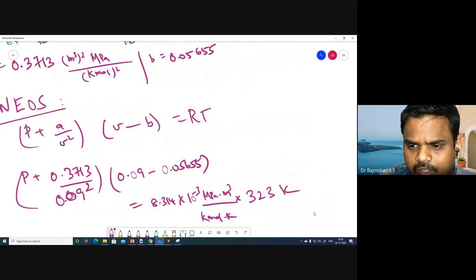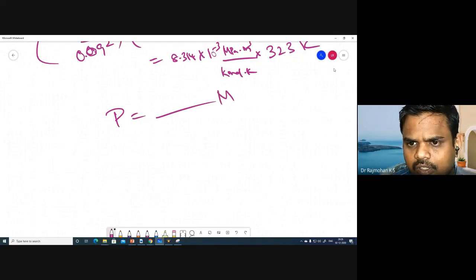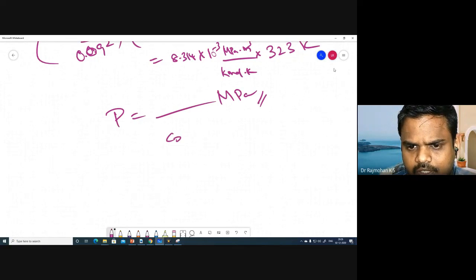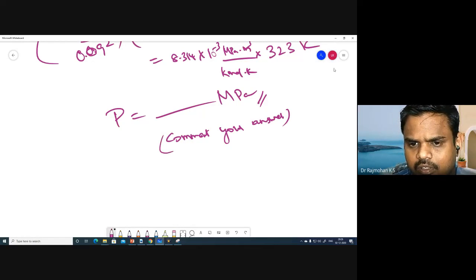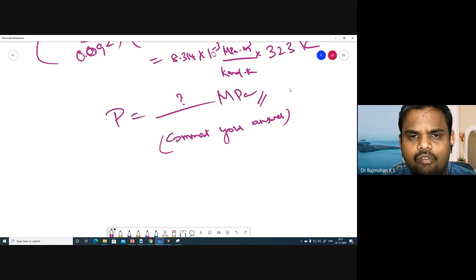Okay, solving you will get the P value. So please comment your answer. What is the P value? P equal to this much. Directly you will get it in megapascal. Okay, so please comment your answer. Okay, so that's how we should be able to solve more numericals on the Van der Waals equation of state.